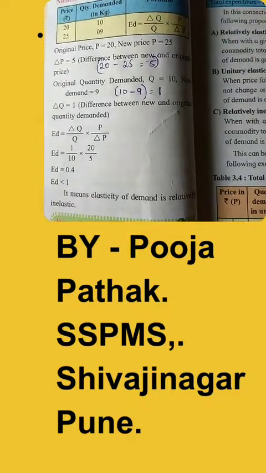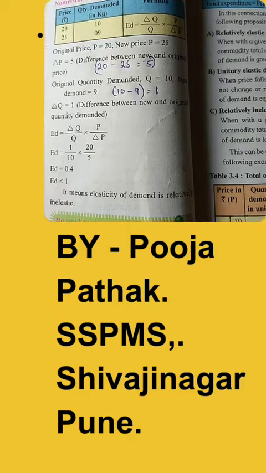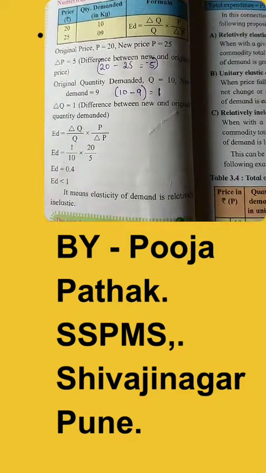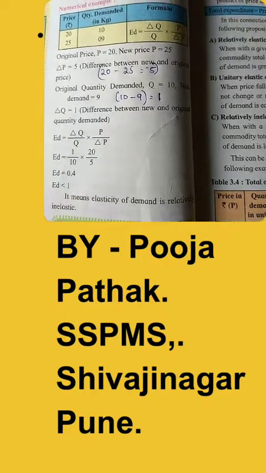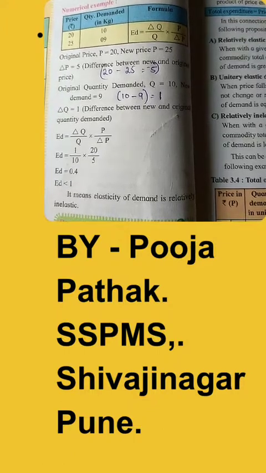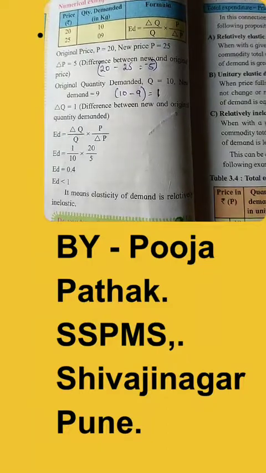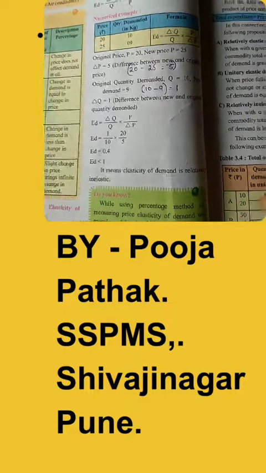Now the original quantity demanded is 10 and the new quantity demanded is 9. If you want to find delta Q, you find the difference between the original quantity and the new quantity. So 10 minus 9 comes to 1. So delta Q is equal to 1. Now you will put these values into the formula.